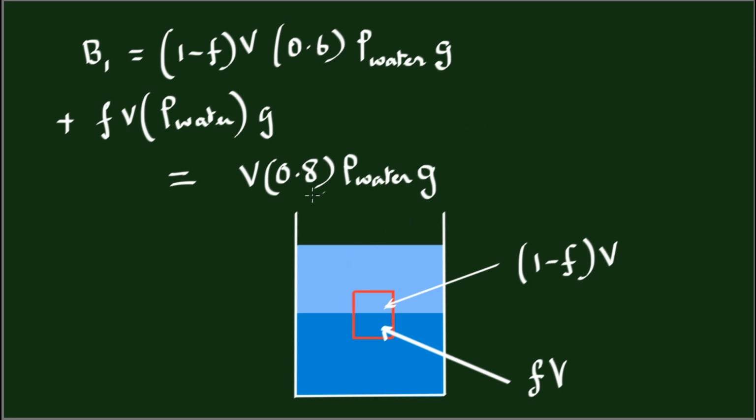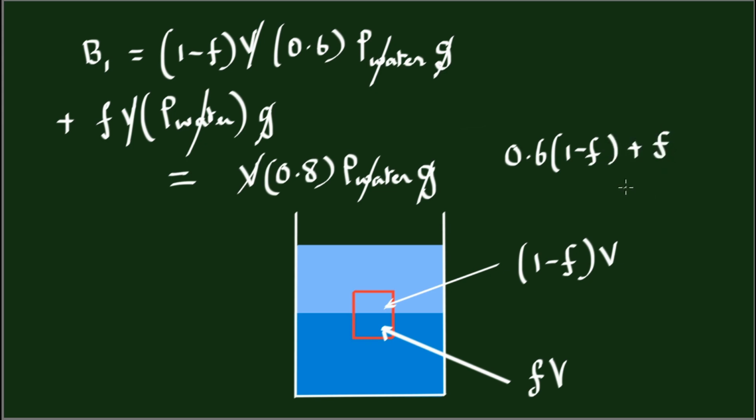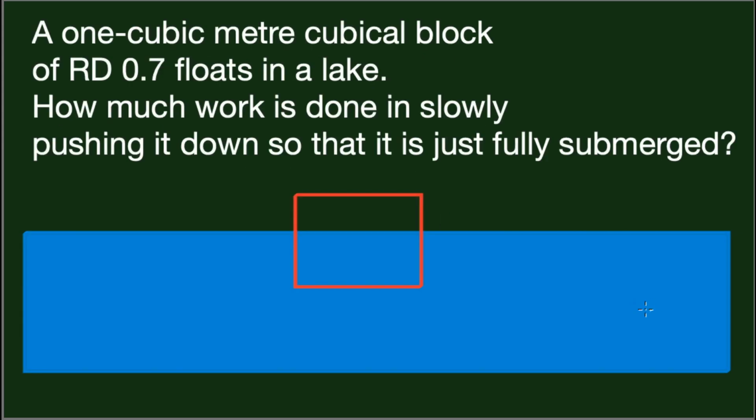So V times density of water times G cancels, and I'm left with 0.6 times (1 minus F) plus F is equal to 0.8. Solving that, we get F is equal to half. So half the solid is in the lower liquid and half the solid is in the upper liquid. Let's go to problem number 3.